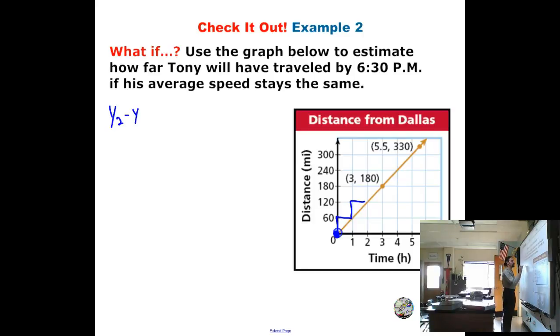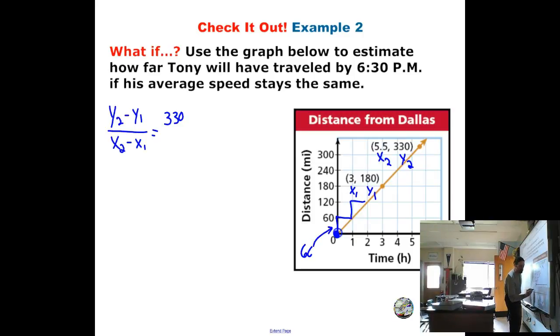y2 minus y1 over x2 minus x1. And yeah, I could plug in these values. I could say, all right, 330. So we'll make this y2 and x2 and y1 and x1. I can do it this way, but I can just also recognize that I go up 60 miles for every hour I go over. And that's the whole idea of 60 up over 1, right? 60 miles per hour.